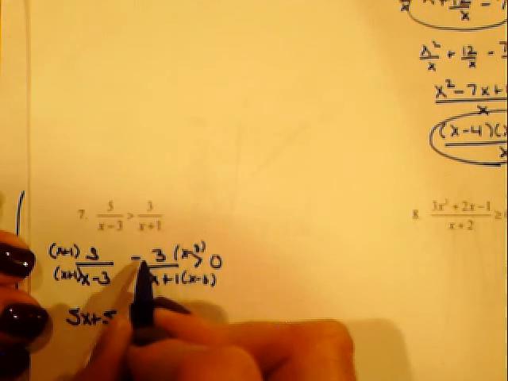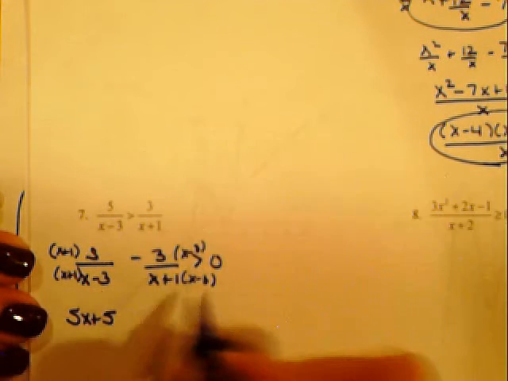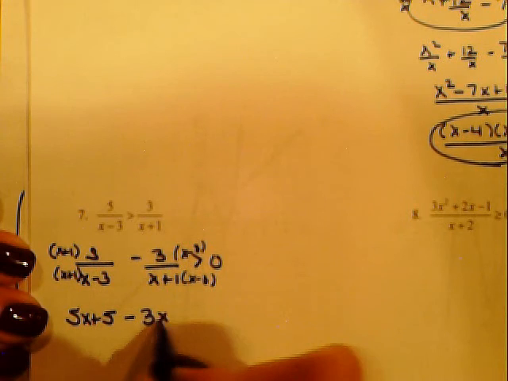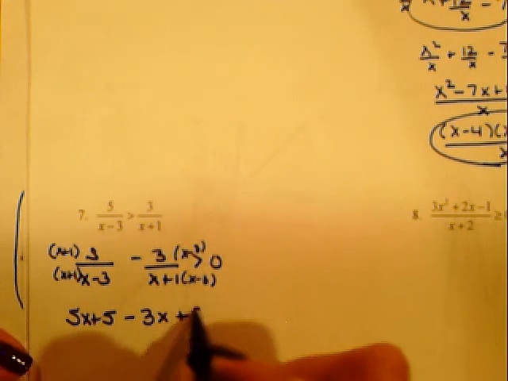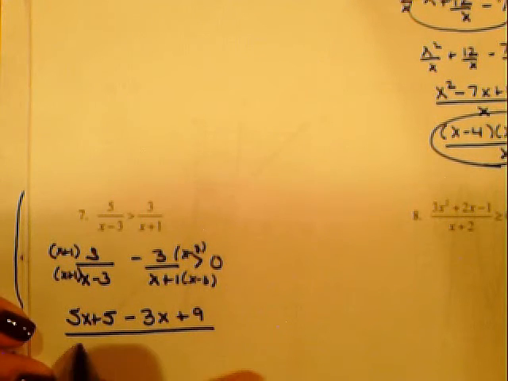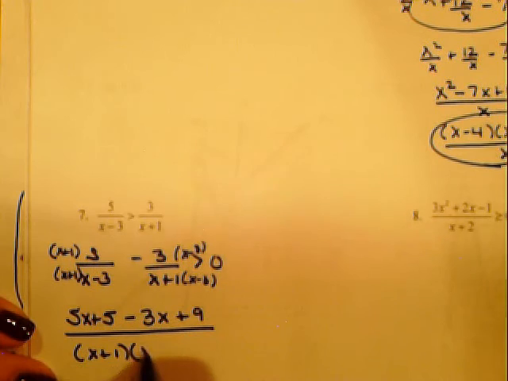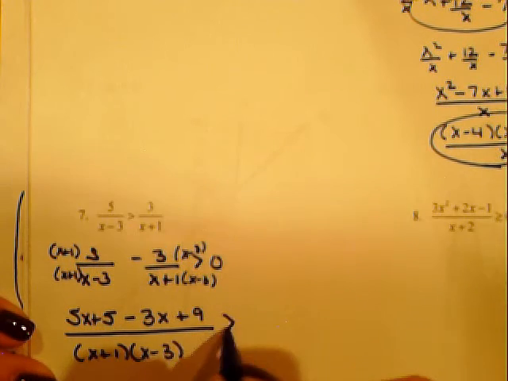Now be careful, you're not distributing a positive 3, you're distributing a negative 3. That'll give you minus 3x plus 9, all over your least common denominator of x plus 1 times x minus 3. And again, this is greater than 0.